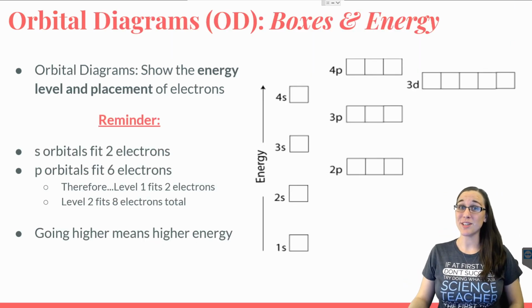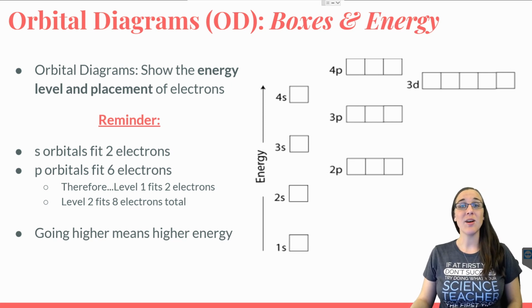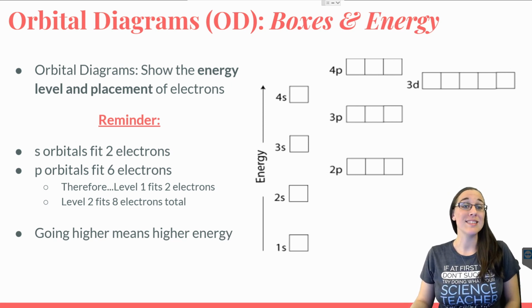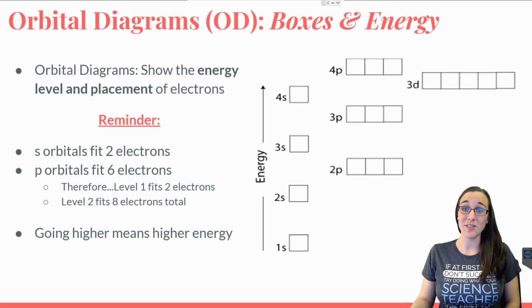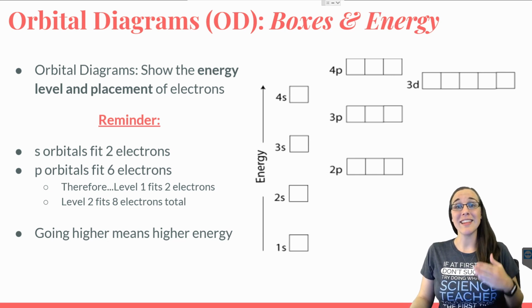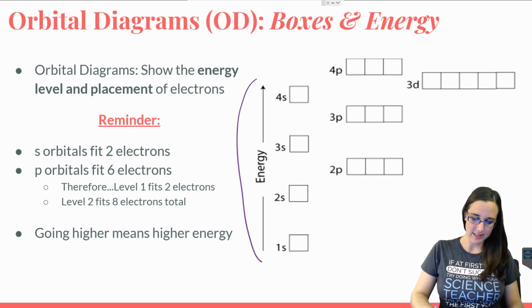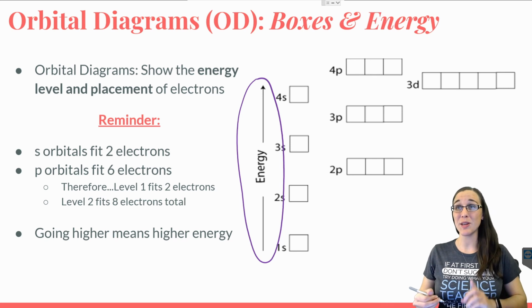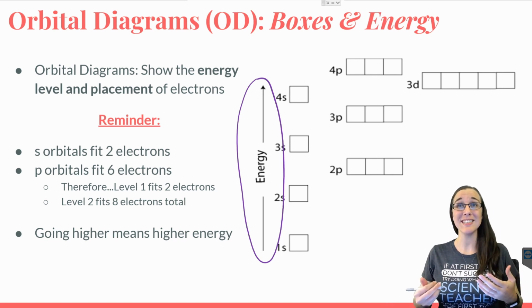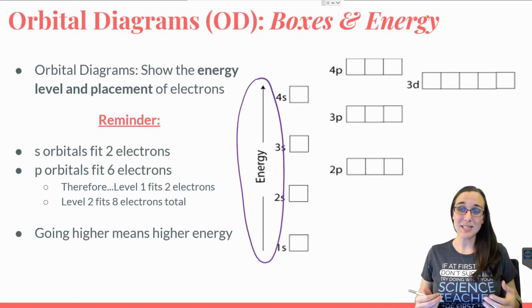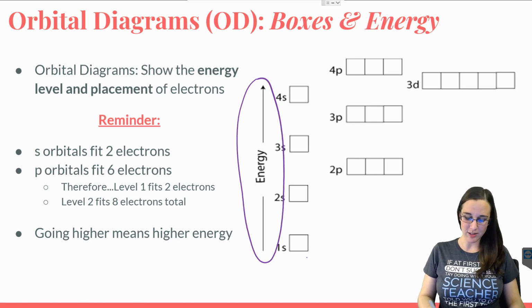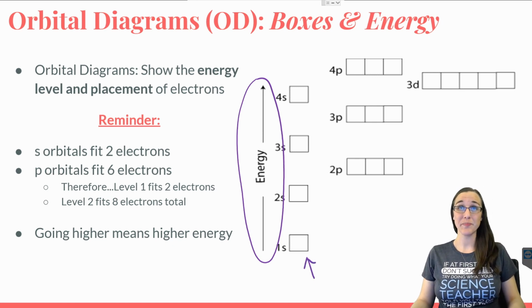Now that we know what the shapes look like and how to piece an atom together based off of these shapes where their electrons live, we can also write orbital diagrams using our electron configurations or just using our periodic table. An orbital diagram shows the energy level based off of this side over here. So you can see that as we go up, the energy increases, and also shows the placement of electrons. We're going to put electrons in these boxes here.